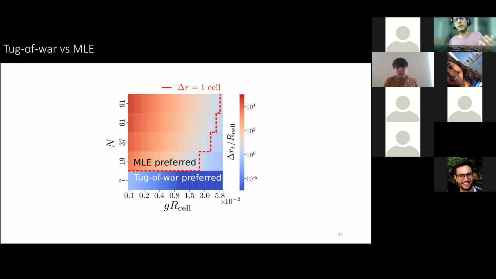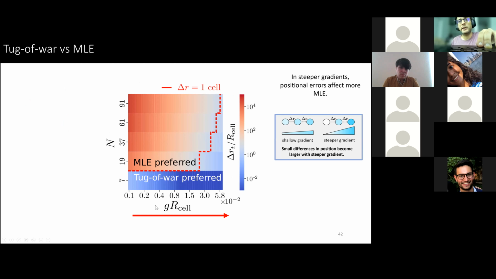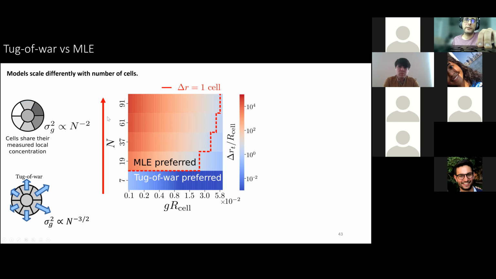So now we can explore this trade-off value as a function of the number of cells on the cluster and the steepness of the gradient. We can see that increasing the steepness of the gradient leads to the tug-of-war model making better estimation of the gradient. We can understand that if we remember what I showed you before: for steeper gradients, the position uncertainty affects the maximum likelihood estimator much more. In the other case, if we increase the number of cells, then for a large number of cells the maximum likelihood model is going to perform better estimation of the gradient. And again, this can be understood because the maximum likelihood model uses all the cells in the cluster, while the tug-of-war model only uses the cells at the edge.